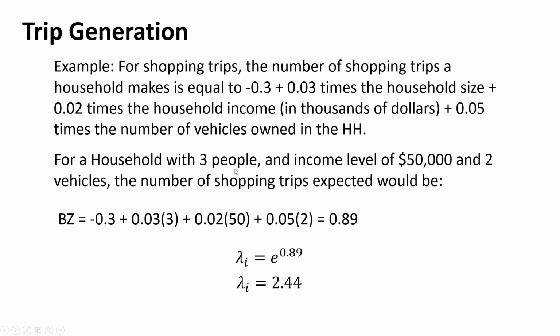So we've got a household of 3 people, an income level of 50,000 and 2 vehicles in the household. So what's the number of expected shopping trips? Based on this formulation, our BZ is just going to equal that, which as far as the setup looks fairly similar to before. But before, if you plugged in all those factors times a coefficient, you just ended up with the expected number of trips.